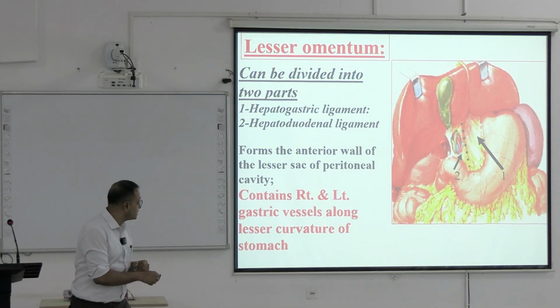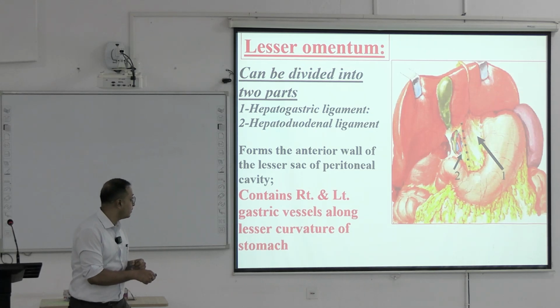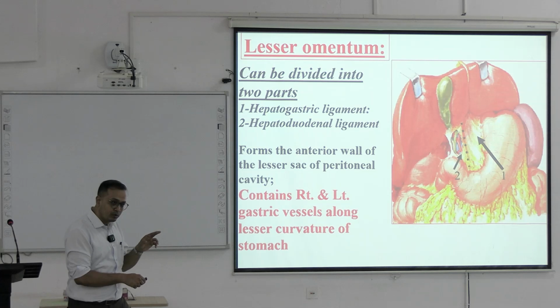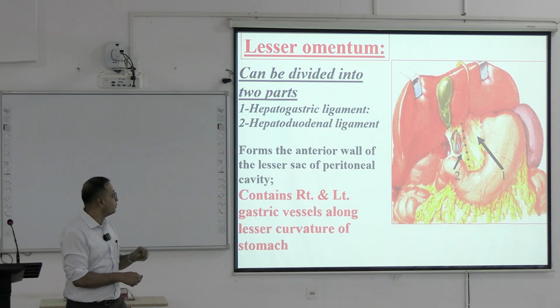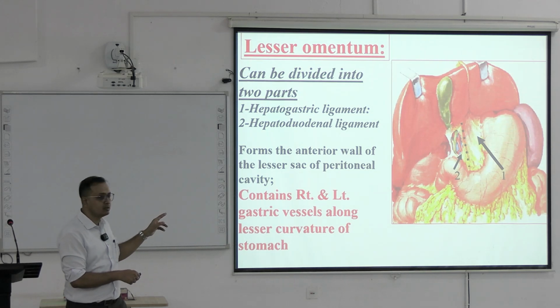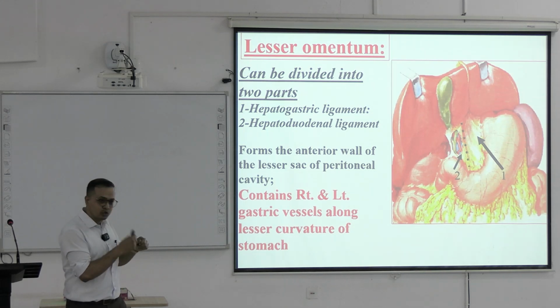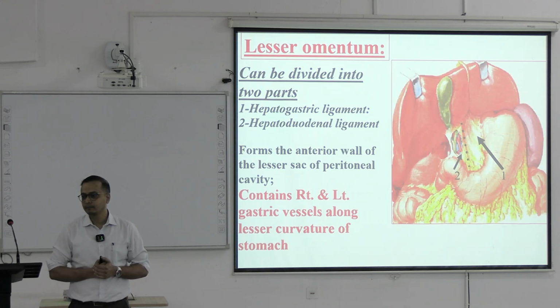So, this particular region, if you just rip this lesser omentum, the hepatoduodenal part, with your scissors or with your forceps, we will expose this, we clip this, and then we do the surgery, remove this diseased gallbladder out and suture it and leave it.